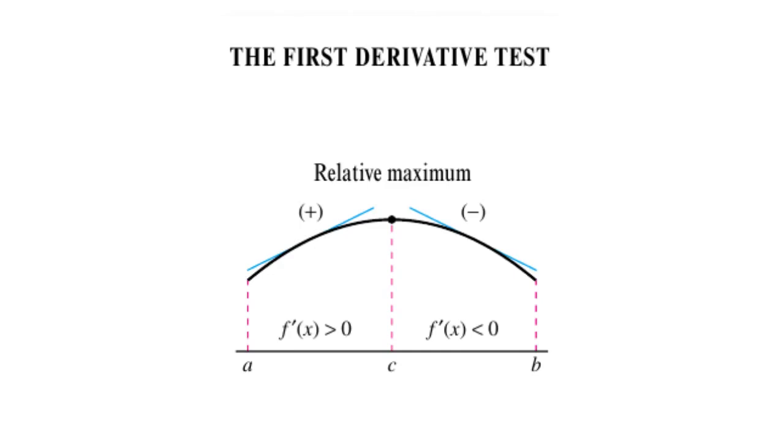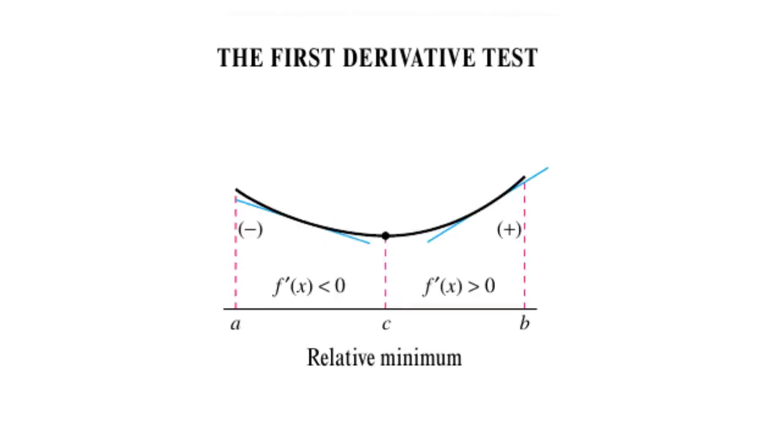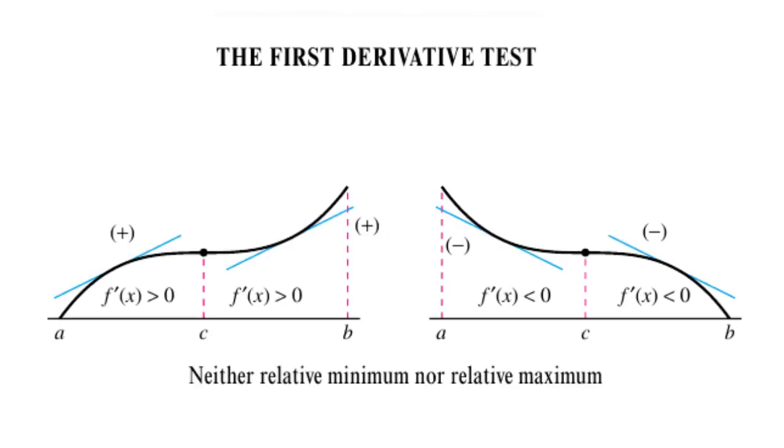1. If the first derivative changes from positive to negative at a critical point, it indicates a local maximum at that point. 2. If the first derivative changes from negative to positive at a critical point, it indicates a local minimum at that point.